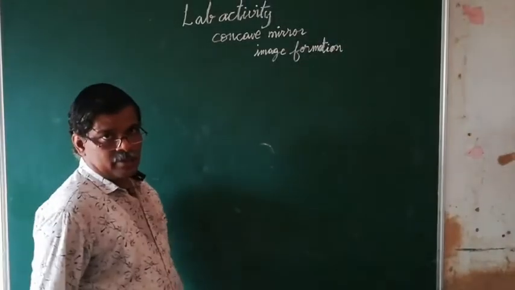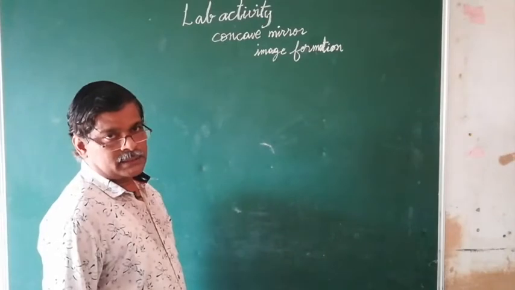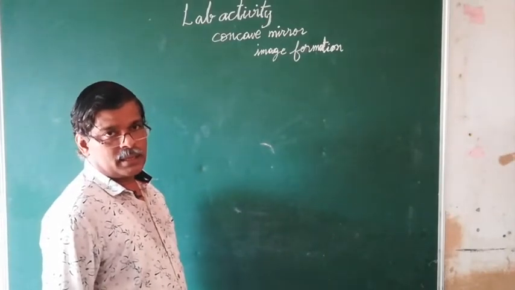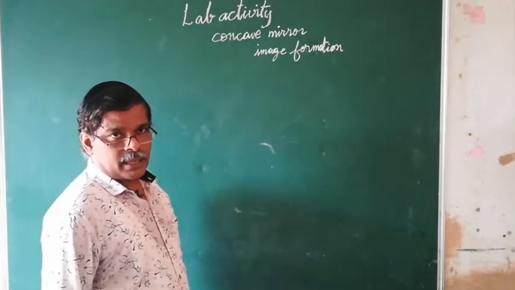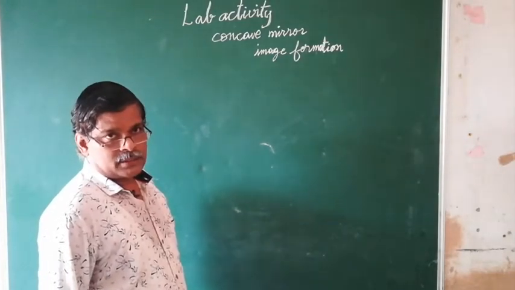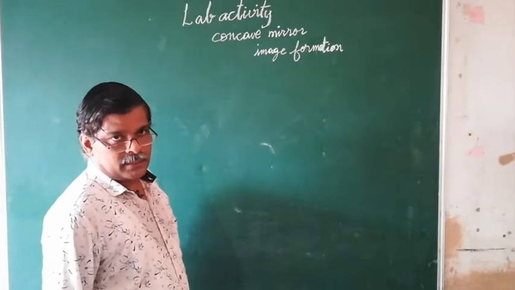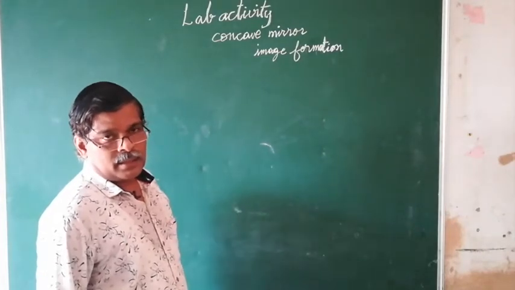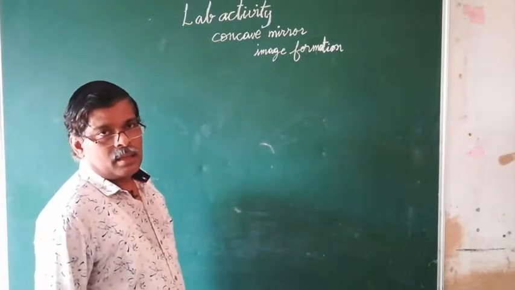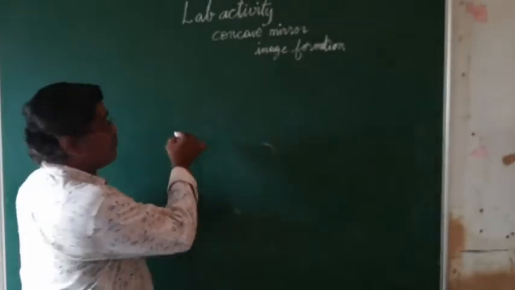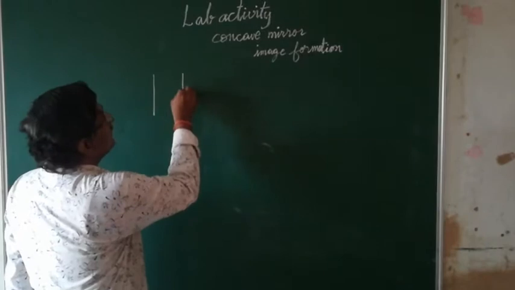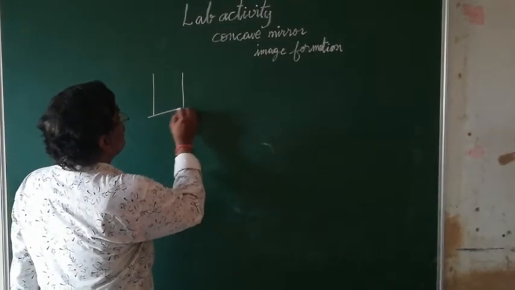One is our concave mirror. Its focal length should already be measured. Next, I need a screen. I need an object, which should be a lighted candle, and a V stand. And on the table we need one long scale. First, we should mount our concave mirror on a V stand.